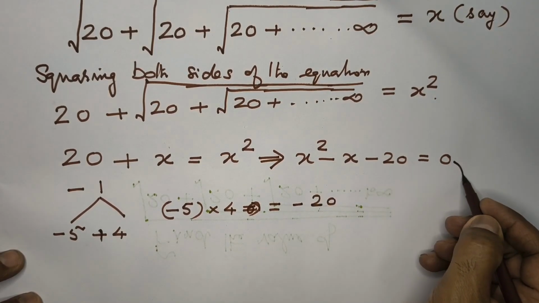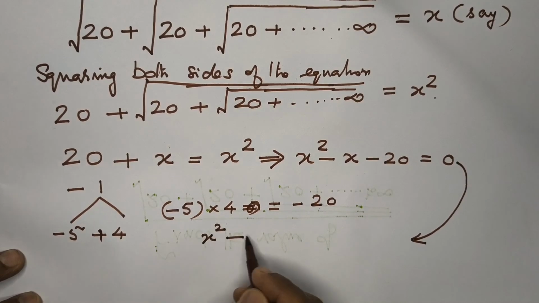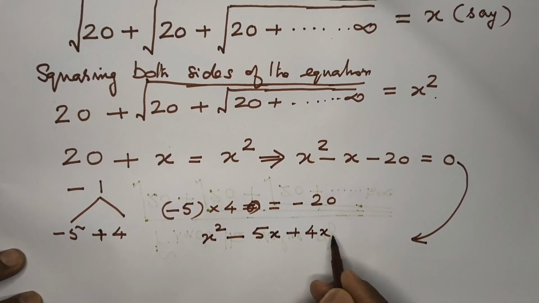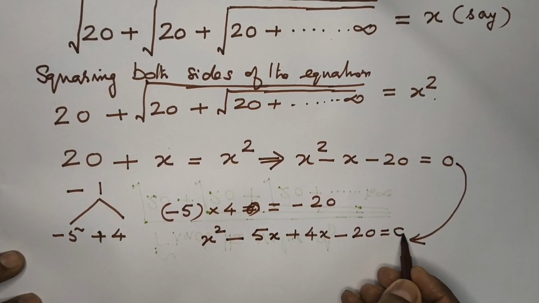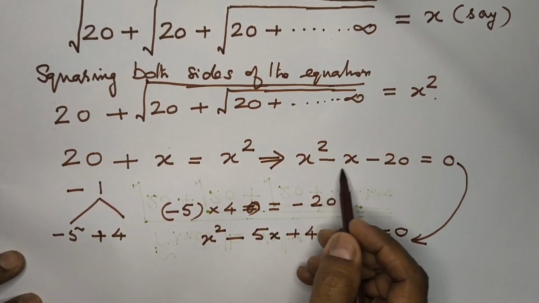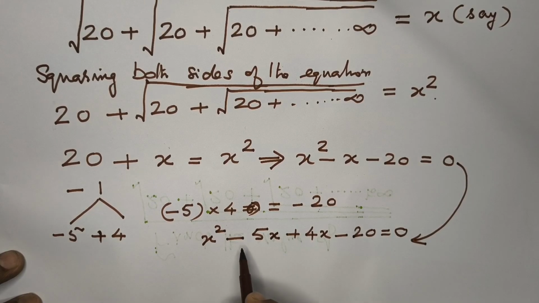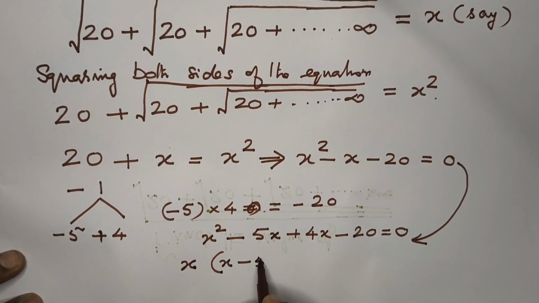Now, this equation, we can write it like this. x squared minus x, where minus x we will write as minus 5x plus 4x. On simplification, it will be minus x, minus 20. So we have done nothing but splitting the middle term. If you split it like this, take the first two terms. You can see x being common in the first two terms. You take it out. Here x will come, minus 5x, x taken out, you will have minus 5.